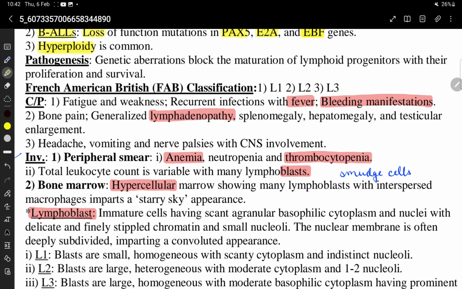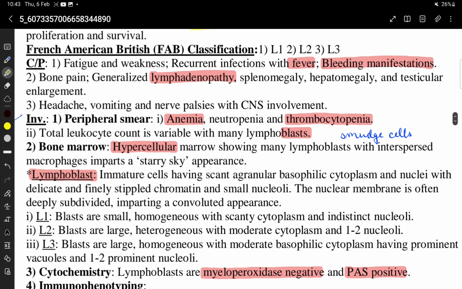Pathogenesis: genetic aberrations block the maturation of the lymphoid progenitors, with their proliferation and survival.